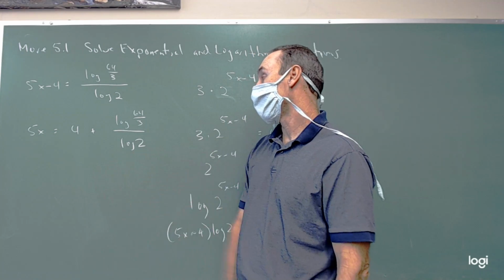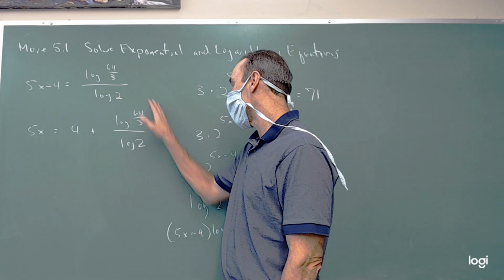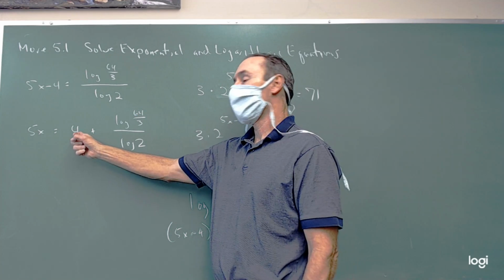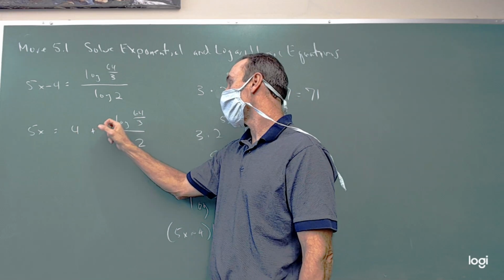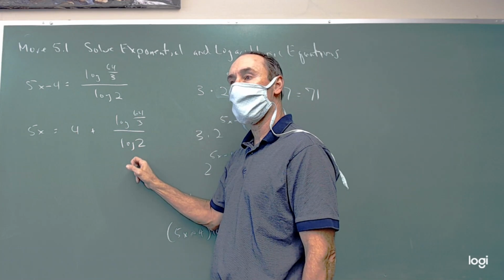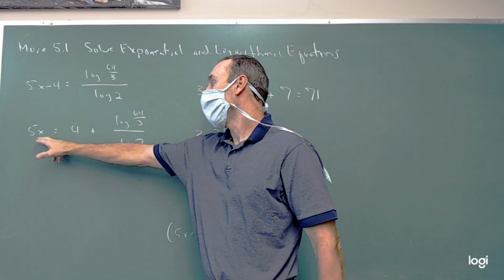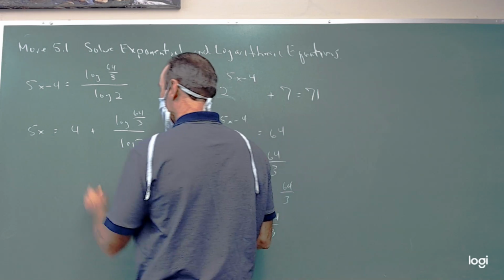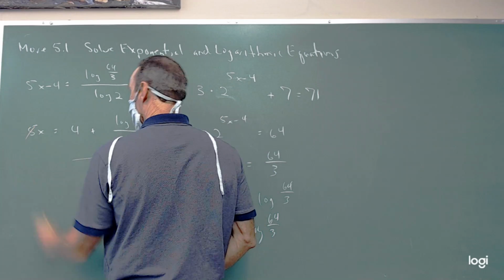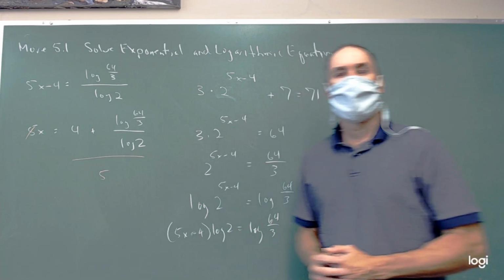And what I think is easier, you're going to have to put parentheses in here, or if you just go 4 plus, just one calculator entry, 4 plus log 64 thirds divided by log 2, enter, and then divide by 5 after that. That, to me, is the most efficient way to do that on your calculator. Does that make sense?